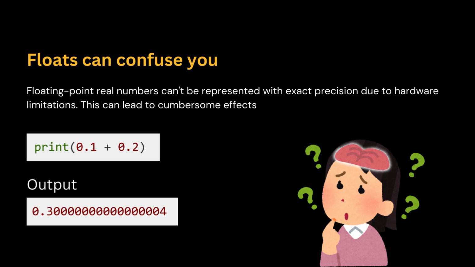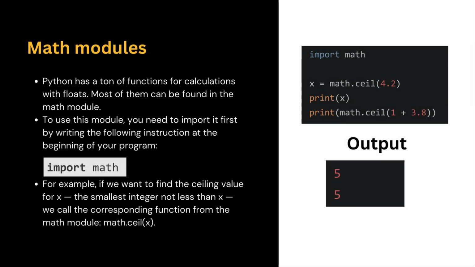It's important for programmers to be aware of these nuances when working with floating point arithmetic and to use techniques such as rounding or using specialized libraries when precise calculations are necessary. Math Module. Python's Math Module provides a wide range of mathematical functions for working with floating point numbers.